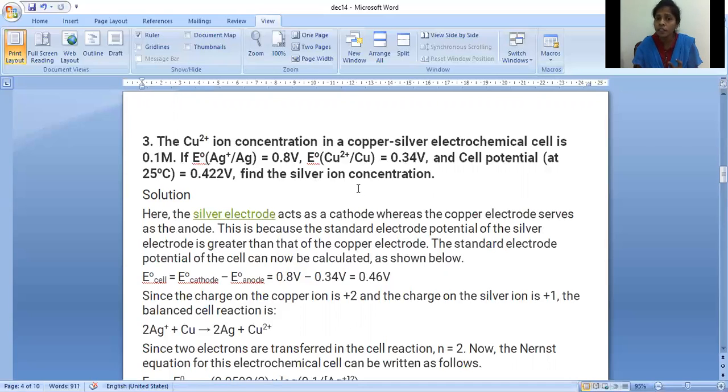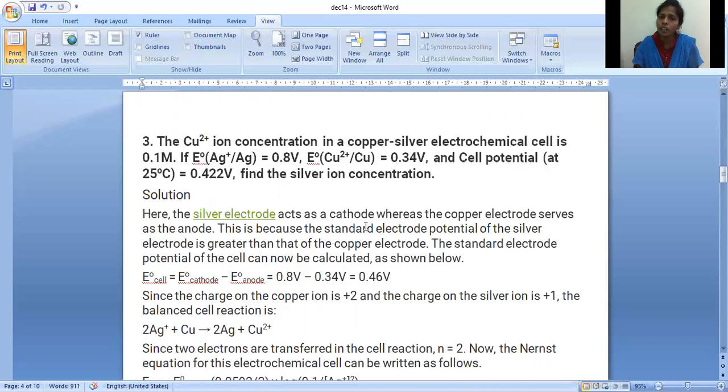So what are they asking? They are asking the concentration of silver ion. They have given the E naught values of the single electrodes, but what we need to find here is the silver ion concentration. Here the silver electrode acts as the cathode. We have two electrodes, but silver is acting as a cathode, and the copper electrode serves as the anode. This is because the standard electrode potential of the silver electrode is greater than that of the copper electrode.